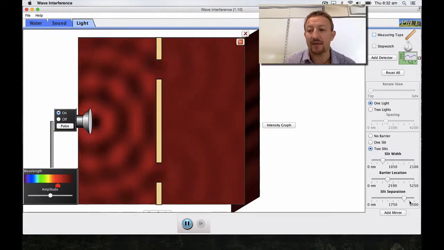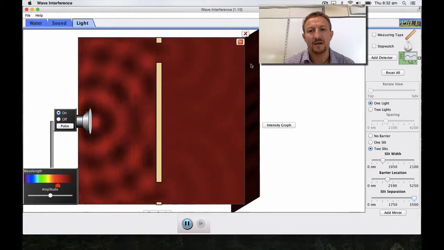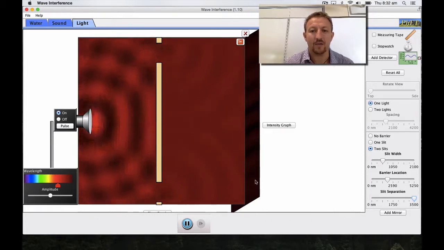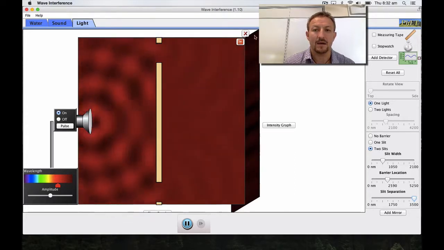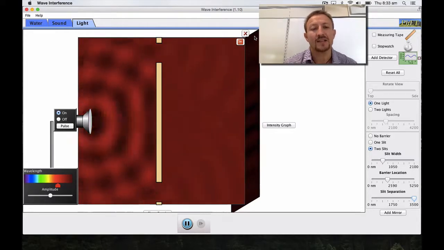Alrighty, so let's put the slit separation on its biggest setting. And now you can see that we've got these fringe patterns. Although they're pretty faint, we have fringes here, here, here, here, here, here, and here, and we've got nodes here, here, here, here, here, and here. So what do we notice? Well, as the slits get further apart, we get more interaction between the waves, and as a result, we get more fringe patterns generated.